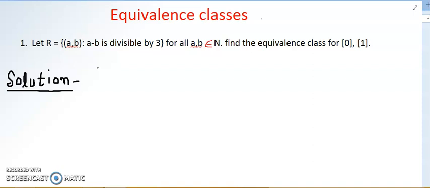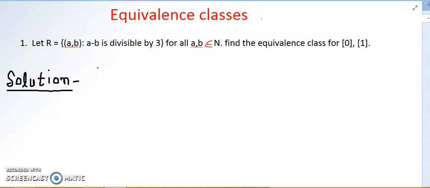Let R equal to (a, b) such that a minus b is divisible by 3, for all a, b belonging to N. N means natural numbers. So that means your a and b should be natural numbers. 0 is not included, keep in mind. And find the equivalence class for 0 and 1.